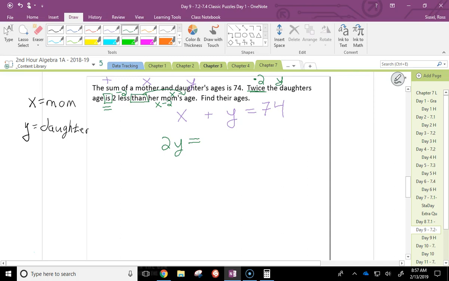Minus 2, then, when we solve then, that means it comes after this next part: mom's age. That is going to be your equation. 2y, the daughter's age, if I double her age, it's going to equal her mom's age, but minus 2. So it's 2 less than that. We can't say 2y minus 2, because then we're really going to be even more short on this.